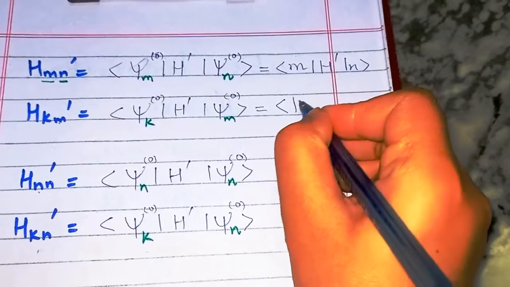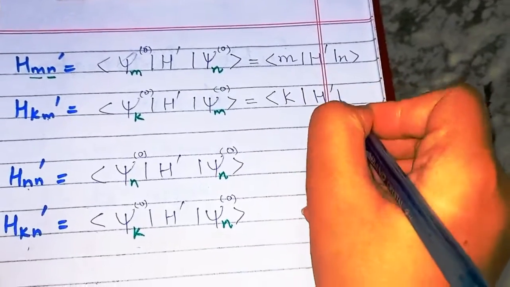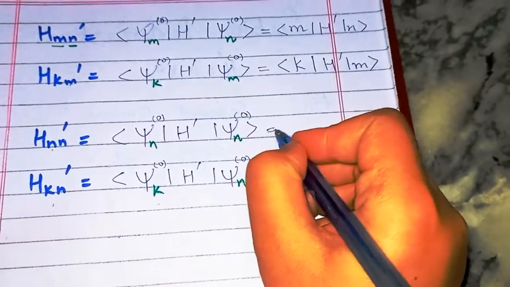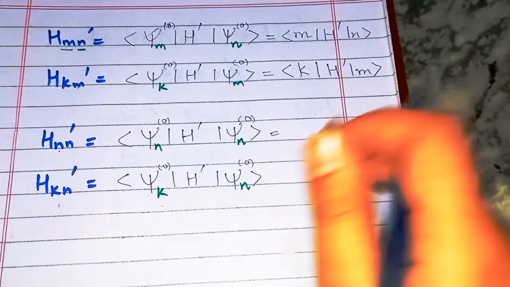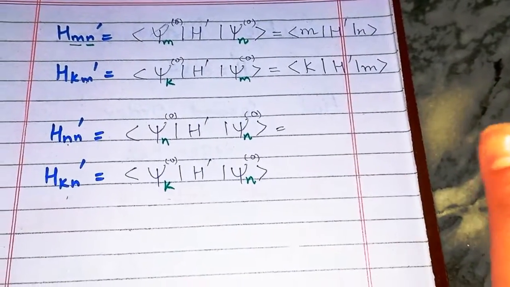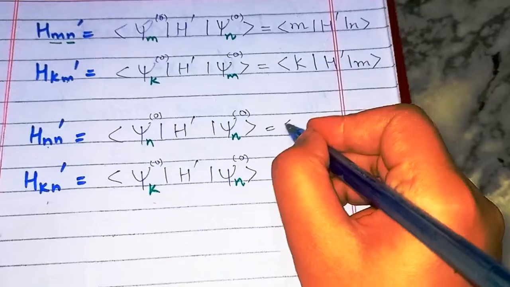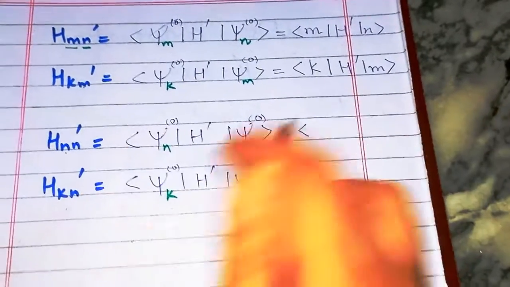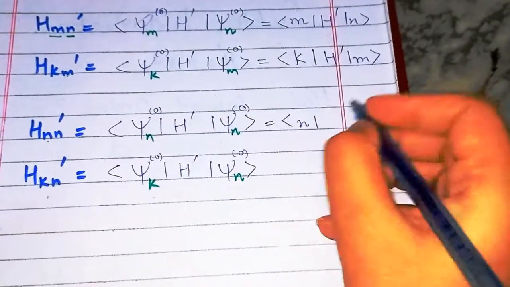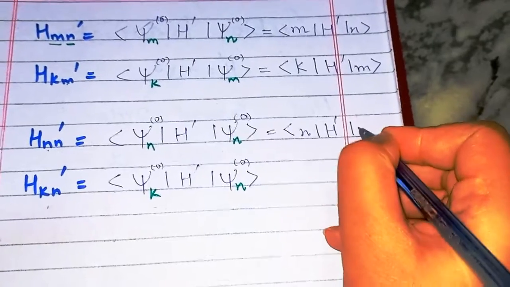Similarly, we can write ⟨k|H'|m⟩. This notation is really important and easy to handle when we are dealing with ladder operators, and we'll be using ladder operators to calculate everything involved in here. So that is why I'm writing it in this form.